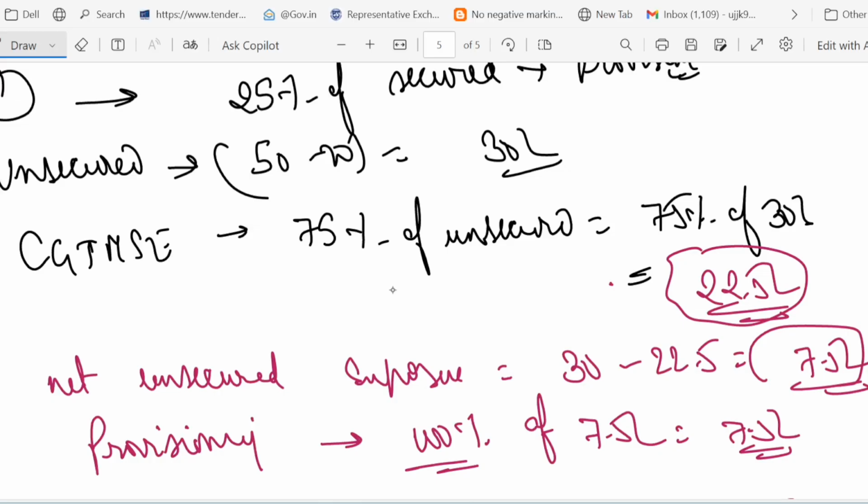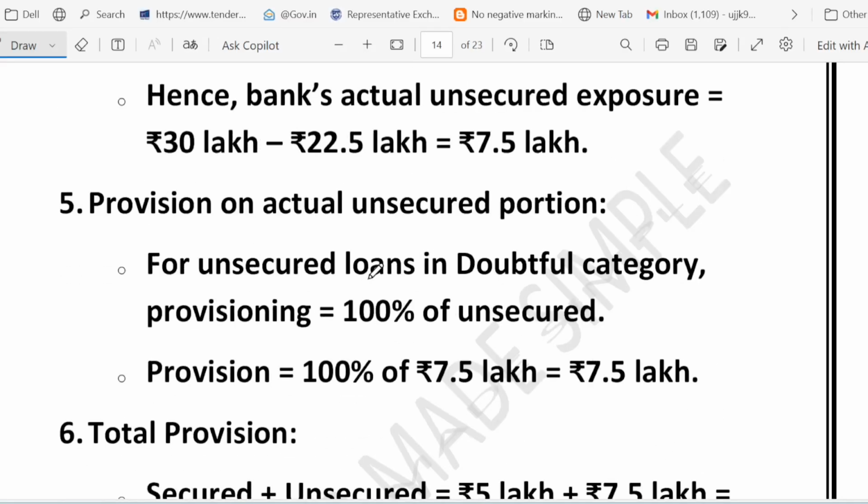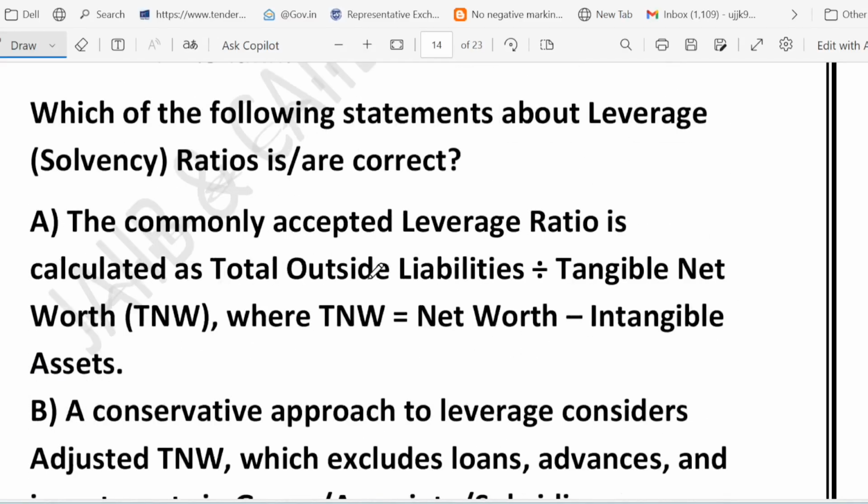So friends, the key takeaway is that always split the loan into secured and unsecured. Apply the RBI provisioning percentage and don't forget to adjust for guarantee schemes like CGTMSE. I hope this is a clear explanation of this particular question. Now, let's look at the next question.